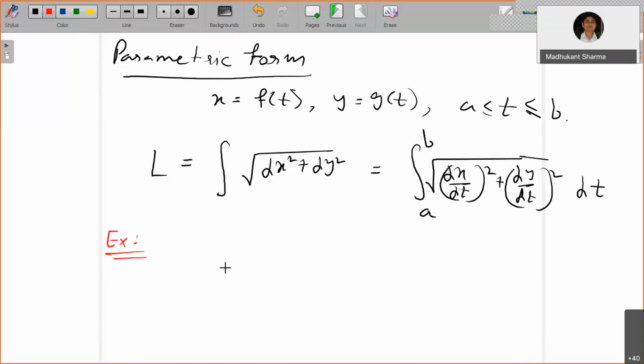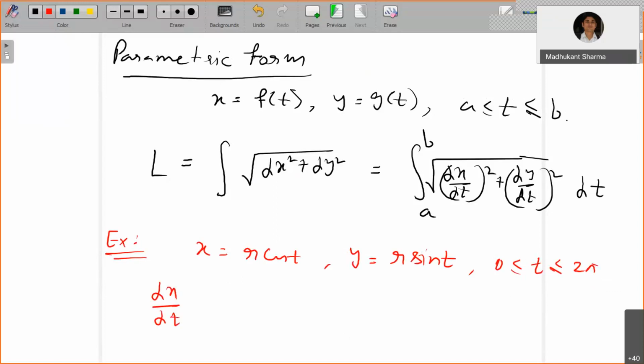Find the length of the circle of radius r. That means x equals r cos t and y equals r sin t, and you are already aware that the length is 2 pi r, with t between 0 and 2 pi. Now from here, dx by dt is minus r sin t, and dy by dt is r times cos t.